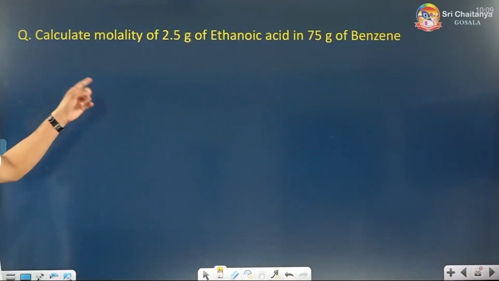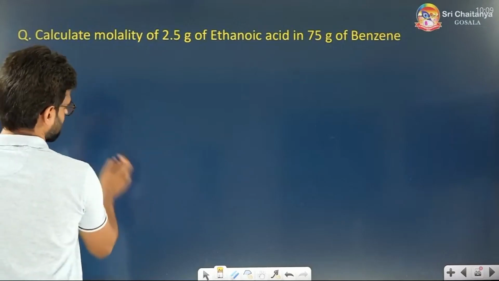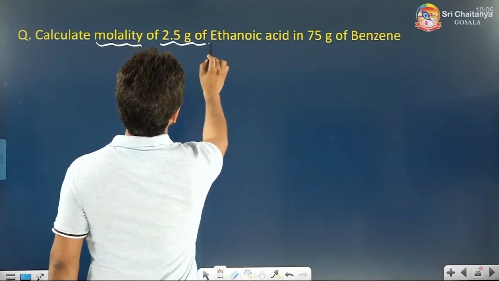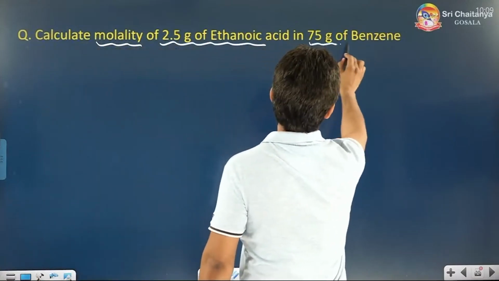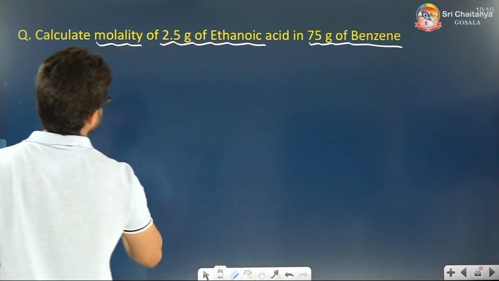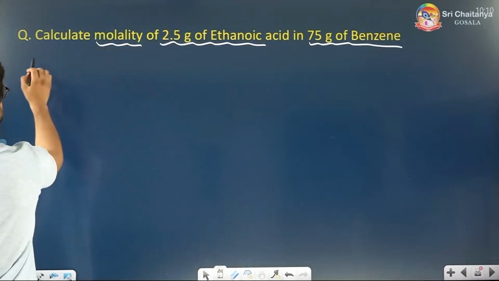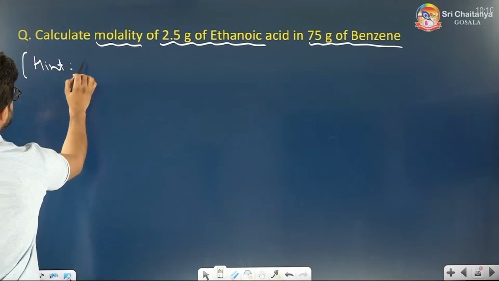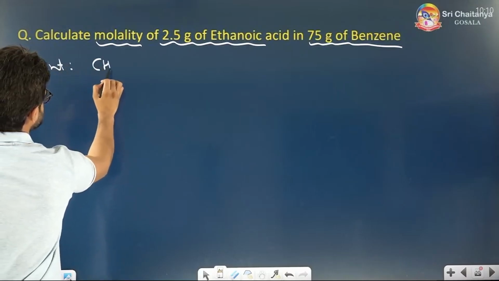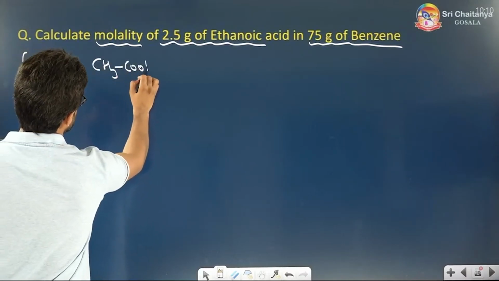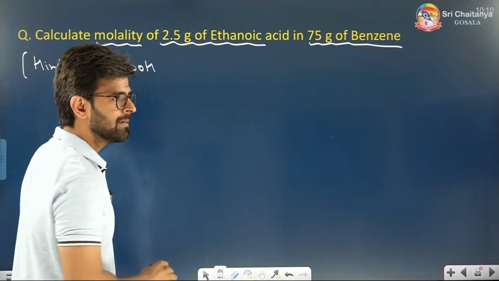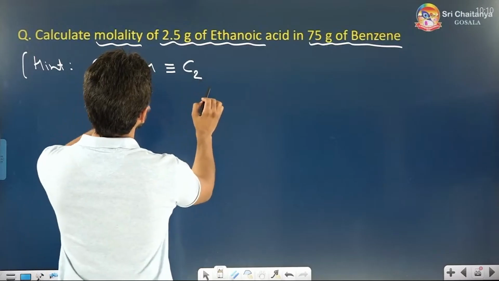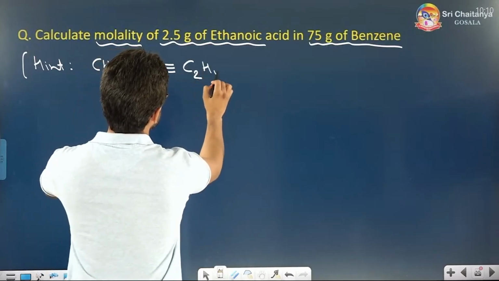Please calculate, again they are asking for molality: 2.4 gram of ethanoic acid in 75 gram of solvent. Let me give you a hint first of all. Ethanoic acid is CH3COOH. I can write it as C2H4O2 also.